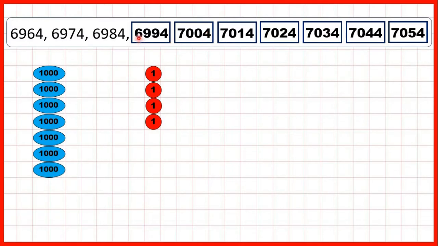Now, if you know that one more than 699 is 700, then you know that 10 more than 6,994 is 7,004. You can see if you ignored the ones digit, you would have 696, 697, 698, 699, 700, 701, and so on. So counting in tens with 4-digit numbers is just like counting in ones with 3-digit numbers because our ones digit stays the same. So here we can keep on adding tens until we get to 7,054.